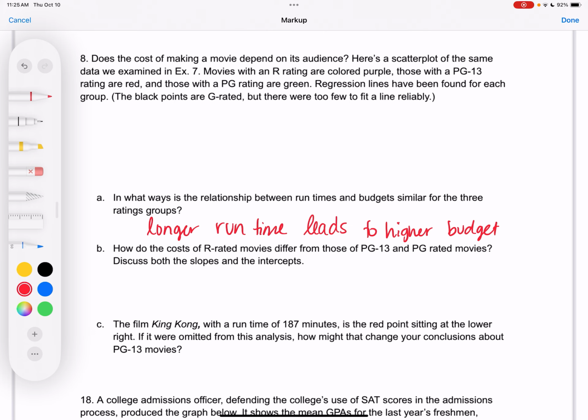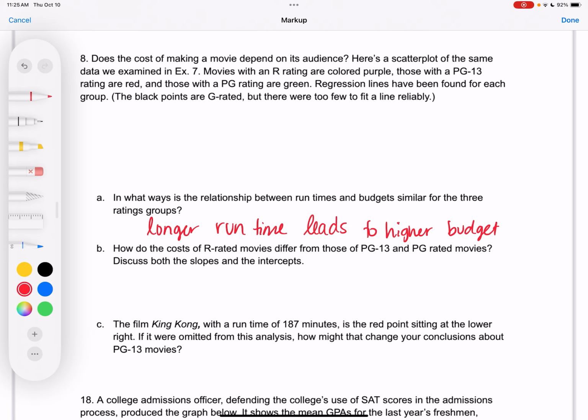Like that, if you're going to make, let me find the right color, an R-rated movie, you have not even $1 million to start with. If you're going to make PG-13, you've probably got, I don't know, in the range of 15 to 20 million to start with. And if you're making PG, it looks like you're probably up closer to about 30 million to start with. It's kind of interesting. Yeah. So the intercepts are different.